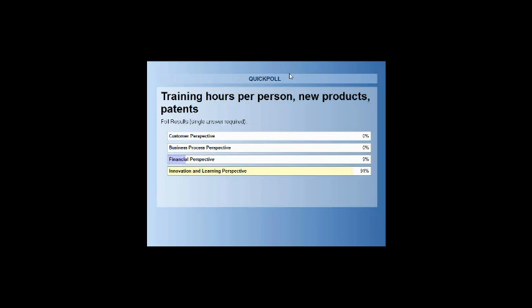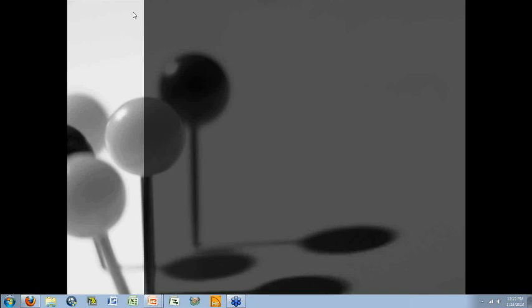And you are correct. 91% of you had innovation and learning perspective. These are all dealing with how we are at bringing new things to market, how we are at learning new ways of doing things. And into the third poll now.